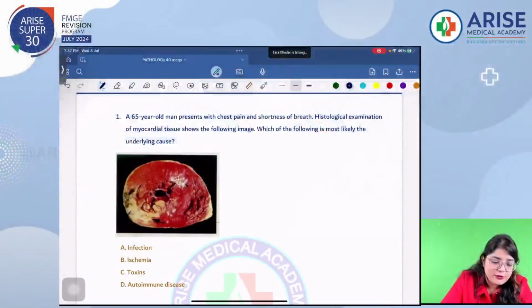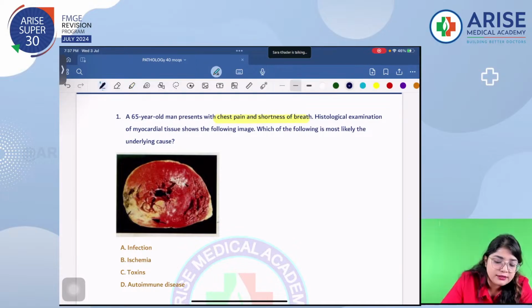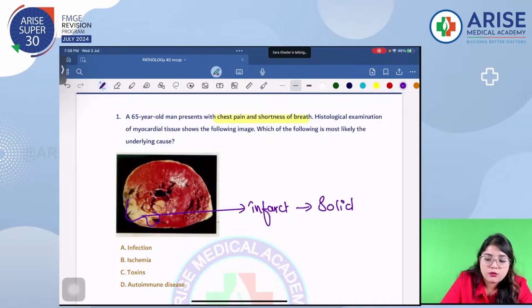If you can see the first question, look guys, there's a man with chest pain and shortness of breath. Histological exam shows you this myocardial tissue. And as you can see here, there is this infarct, right? This shows you that this is in a solid organ. Solid organ, right guys? So in the solid organ, there's an infarct.